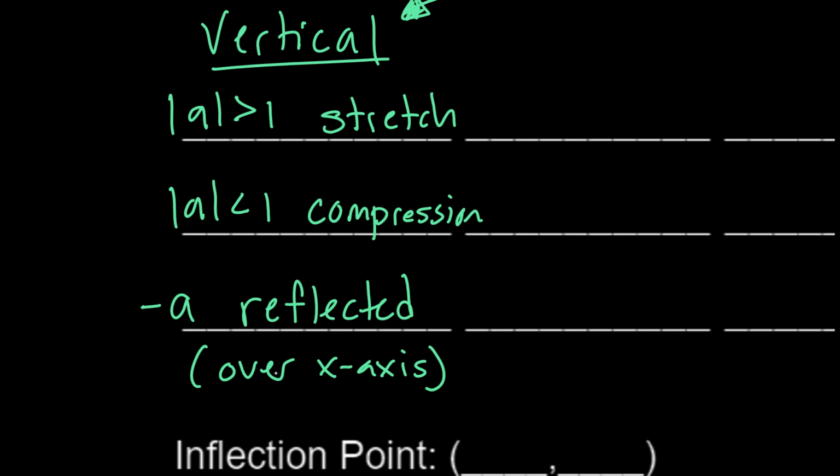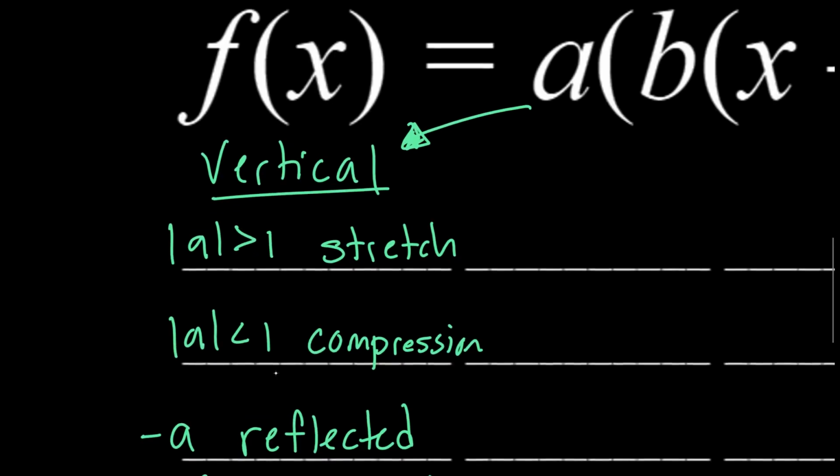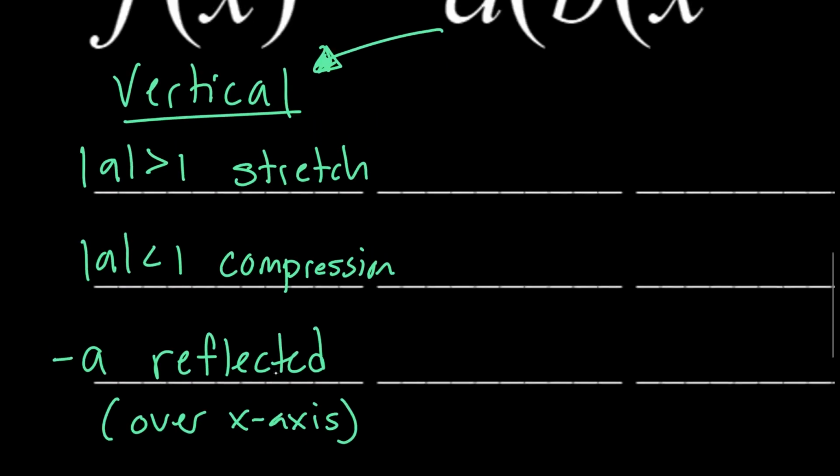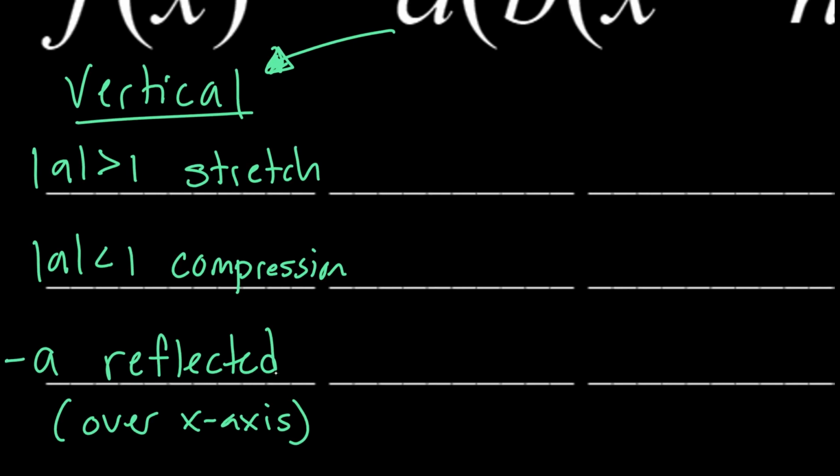If it's a negative, it means it's what? Reflected. So for example, what would we say if the A value was a -3? What transformation is happening? It's a vertical stretch by 3, and it's also a vertical reflection or a reflection over the x-axis. That's all the vertical transformations that can happen for A.